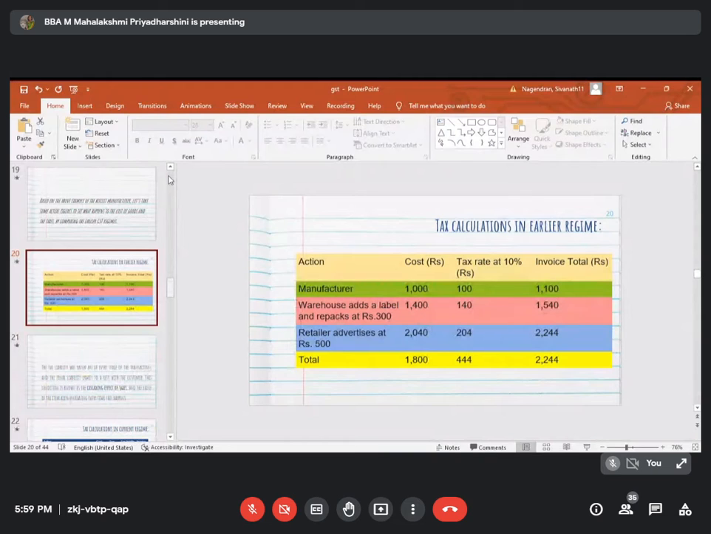Actually, this is the earlier regime, that is during the time of VAT, how the tax was calculated. This is how the tax was calculated at the earlier stage. Suppose the cost of the product, that means how much money is incurred for manufacturing a product. It includes raw materials price and labor cost and, from the manufacturer's side, the basic first level packaging, everything, right? Various factors we have studied actually.